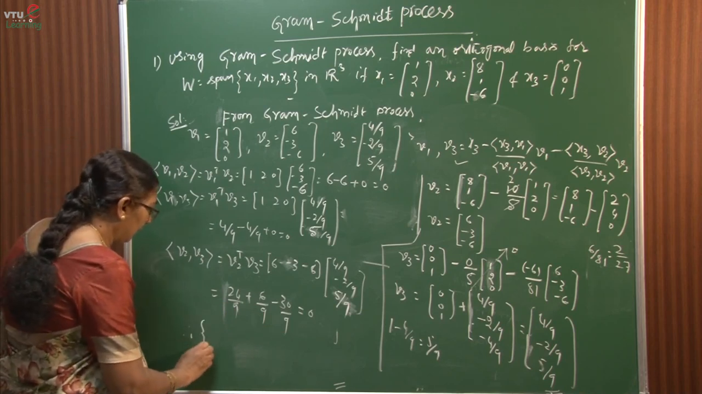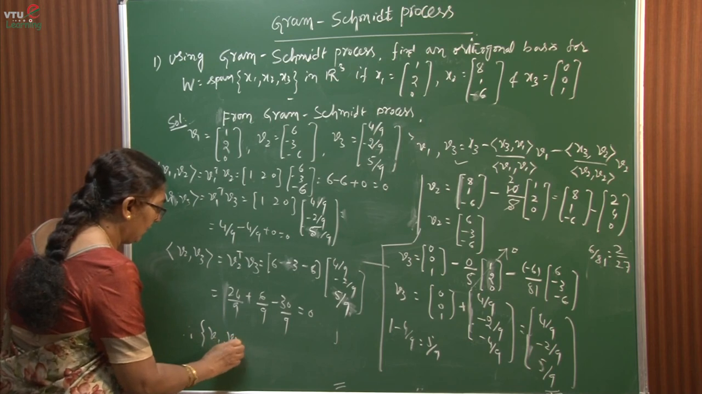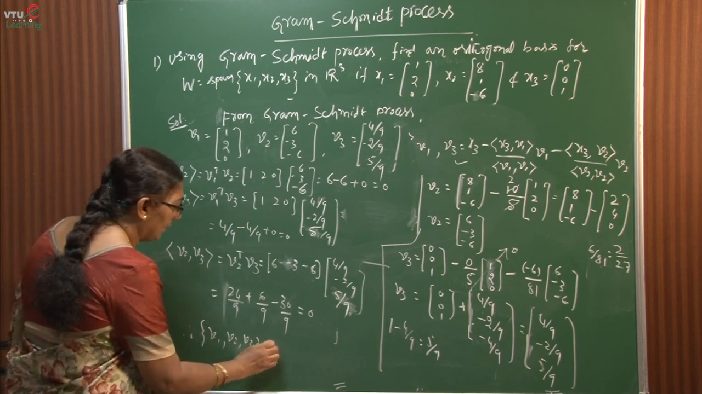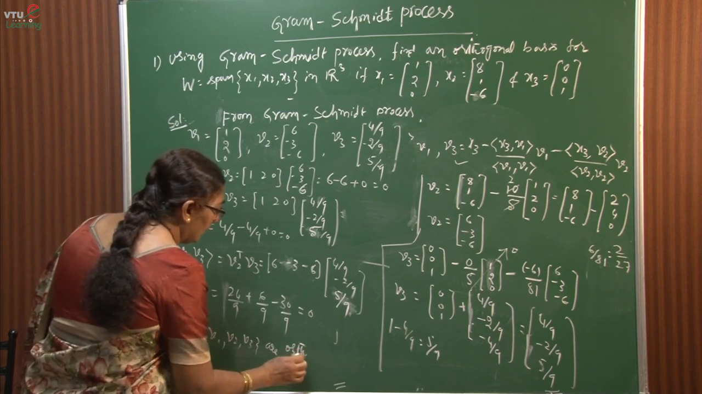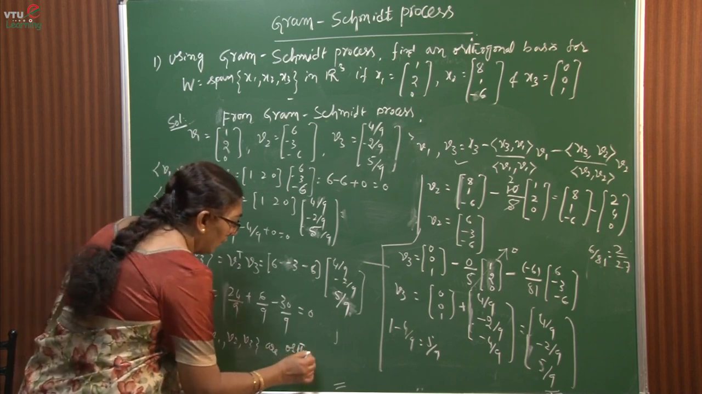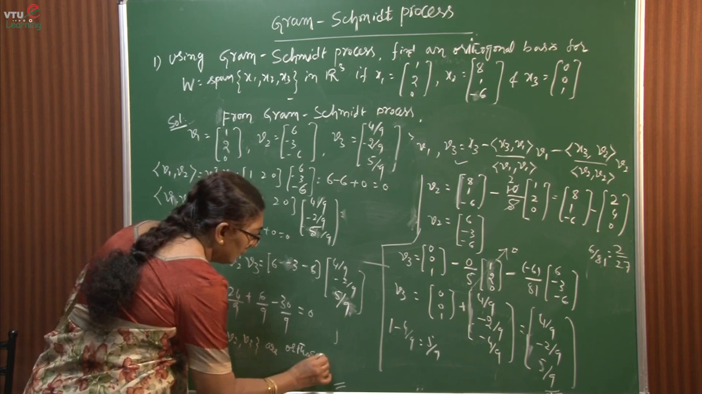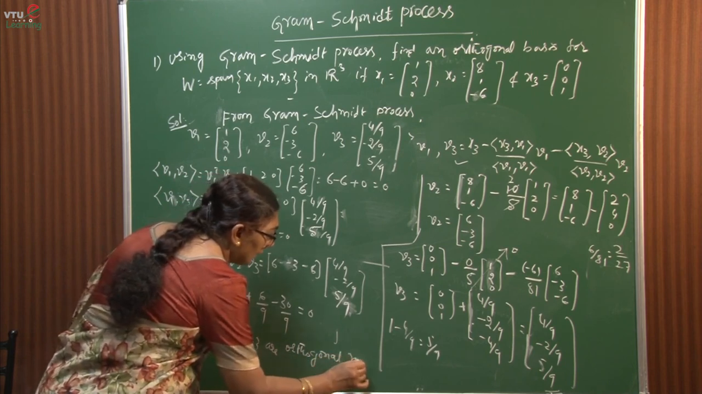Therefore, V1, V2, V3 are an orthogonal set of non-zero vectors.